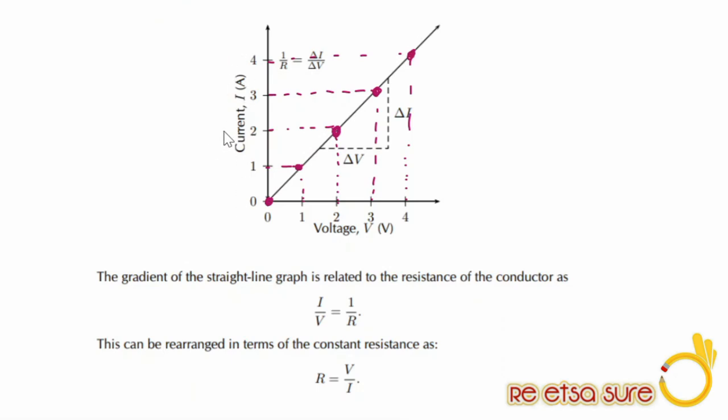So let us check one other thing. On the y-axis, we have been given the current, and on the x-axis, we have been given the voltage. So when we determine the gradient of this graph, it is delta I over delta V. I is on top, but V is at the bottom.